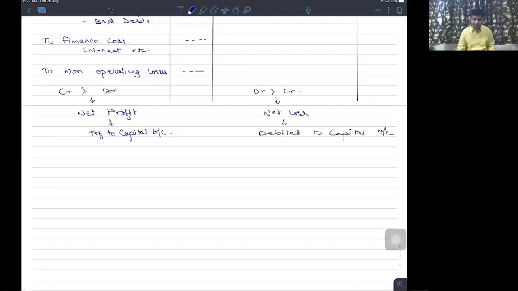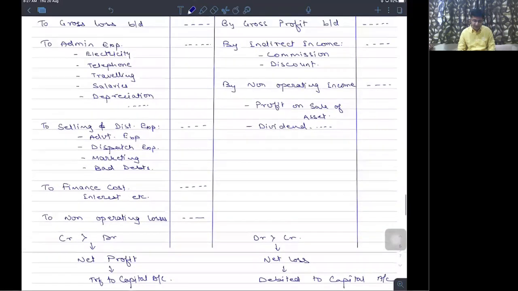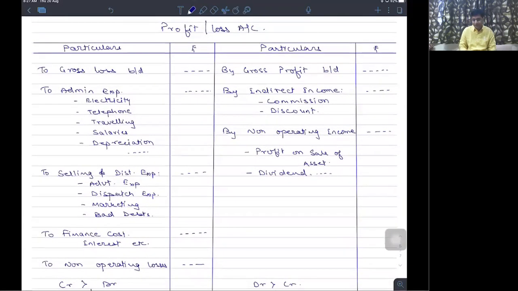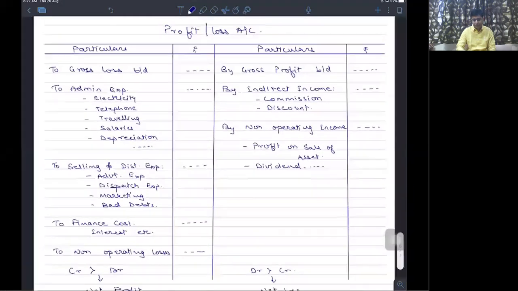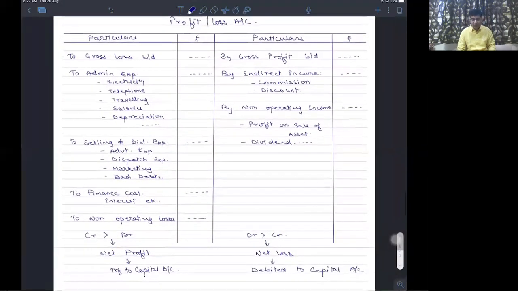Am I clear with everyone? Chalo, fine. Complete it. Till now you have made many profit and loss accounts and many trading accounts, especially the commerce students, I'm saying. But the approach, the process which you had followed earlier and here, a bit of difference is there.